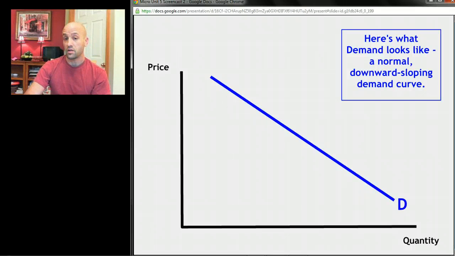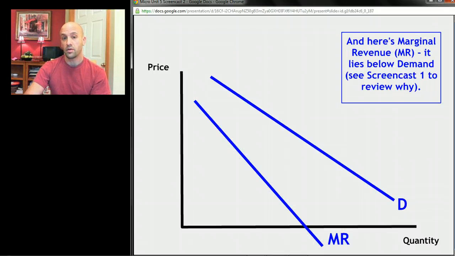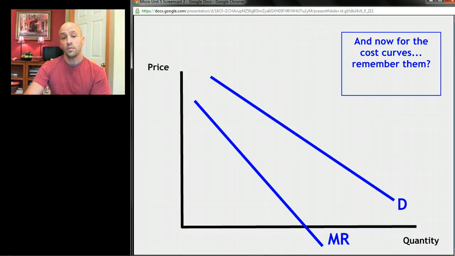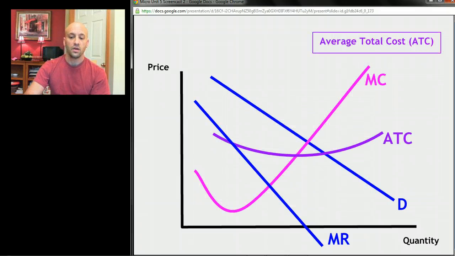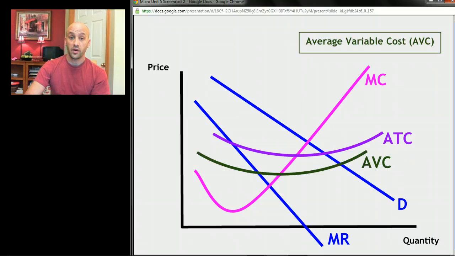In the last screencast, we saw that the monopolist faces the industry demand curve, normal downward sloping demand curve. We also saw that marginal revenue was a curve that lies below the demand curve, and if you've forgotten why that was, you might want to go back to the last screencast and just refresh that for yourself. And then we're going to add in the same kind of cost curves that we added in for perfect competition. You remember what they look like? Right, those cost curves. So we're going to throw those into the mix. Specifically, the three important cost curves that we spent so much time on back in unit number 3. So those were marginal cost, average total cost, and average variable cost.